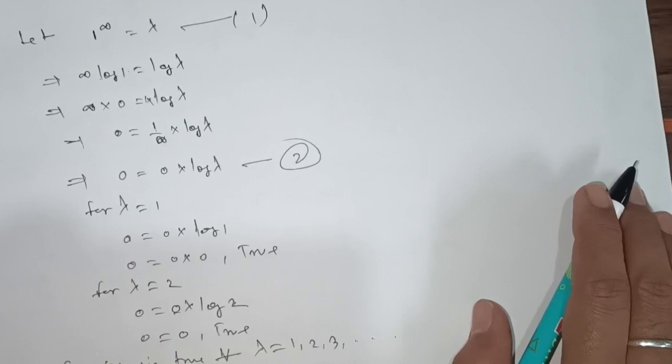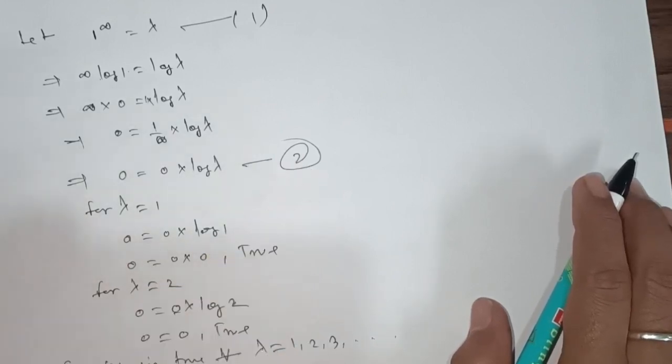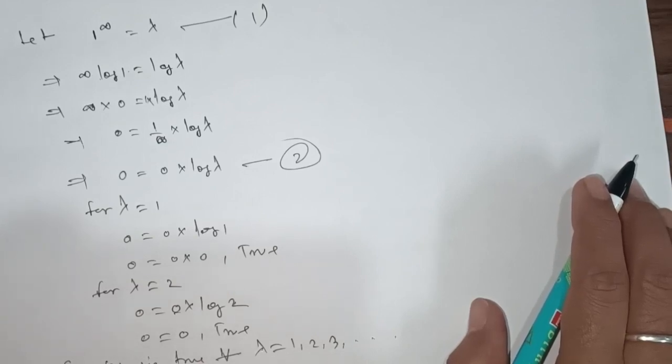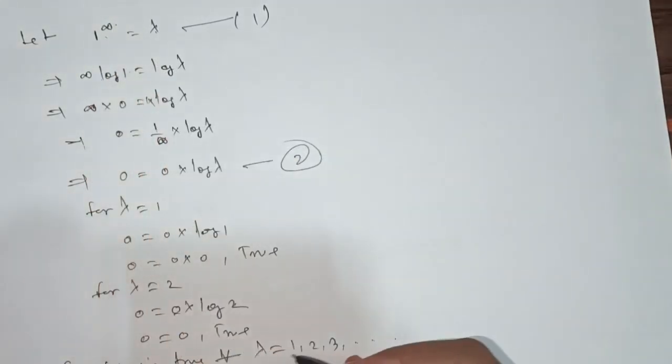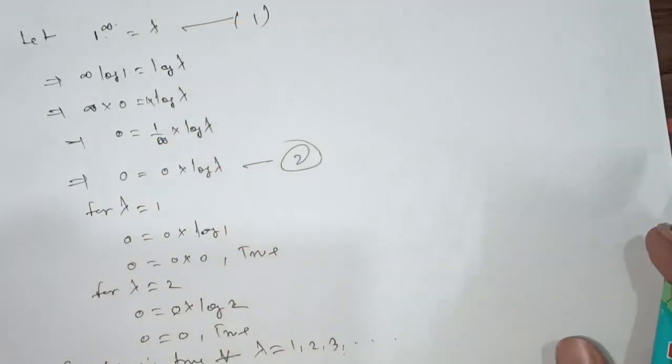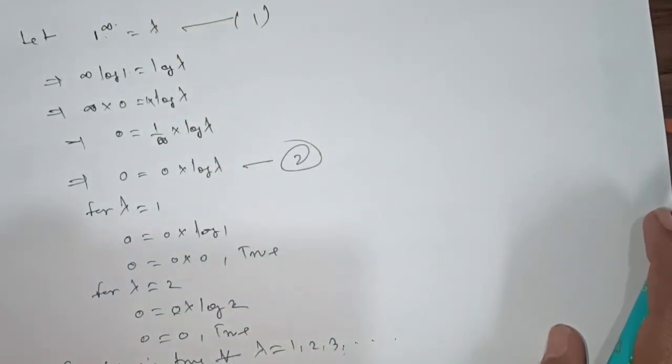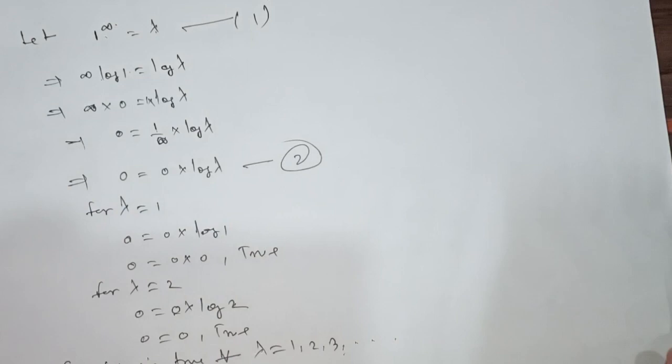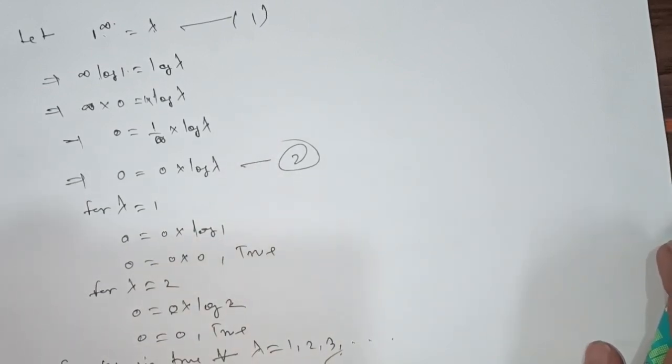So what you can see is that this equation 2 comes from equation 1, and we have the lambda values 1, 2, 3. So you can conclude that 1 to the power infinity has 1, 2, 3, like that, different values. Is it possible? Think. So we cannot find a particular value. We cannot write 1 to the power infinity equals 1. We have lots of answers. So from there, we can conclude that 1 to the power infinity is an indeterminate form.